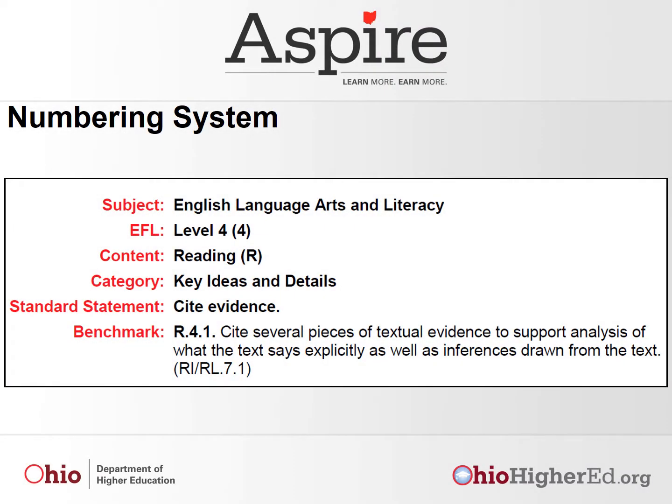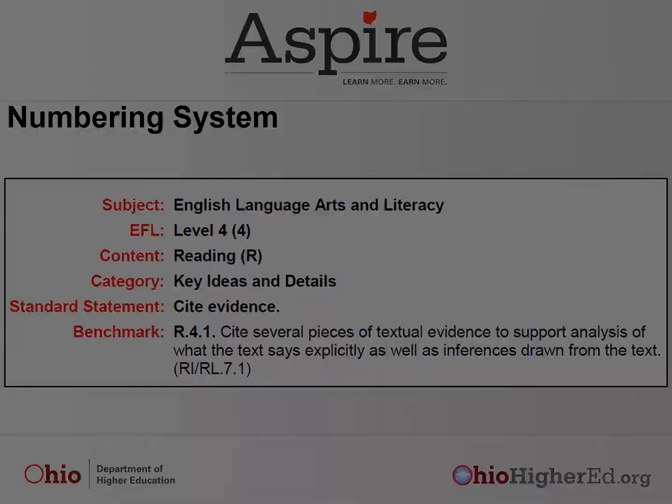In addition to the content areas, educational functioning levels, and benchmarks, there are additional labels. Categories and standard statements help to provide further context for the benchmarks, but are not a part of the numbering system. You will find an example like the one shown in both the ELA/literacy and math sections of the document.